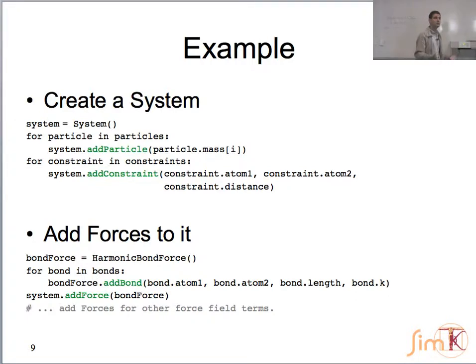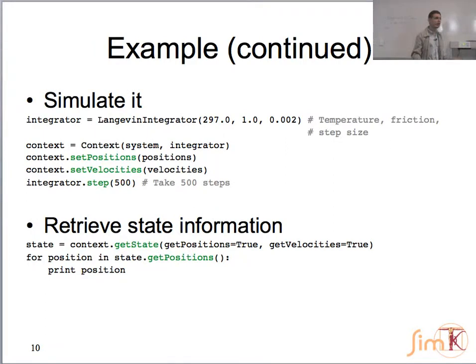All right, so let's assume we've done that. We've created our system, we've got our particles, we've got our constraints, we've added all our forces. Now we're ready to actually simulate it. Well, to simulate it, we need an integrator. So we'll create our Langevin integrator, which looks a whole lot like a line you already saw from your scripts, just like when you created your Langevin integrator before.